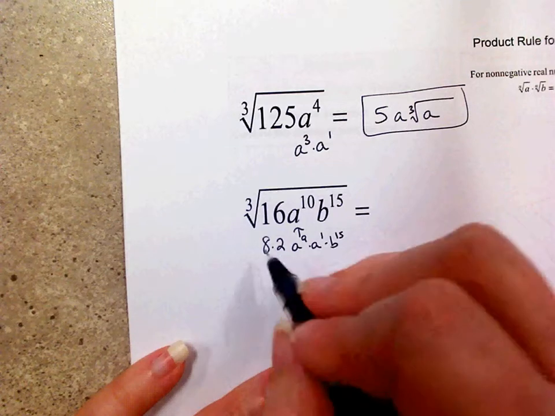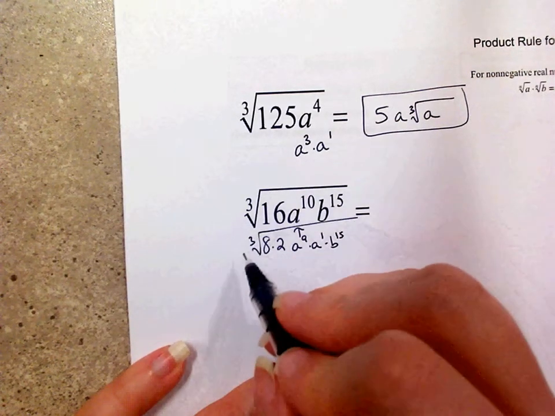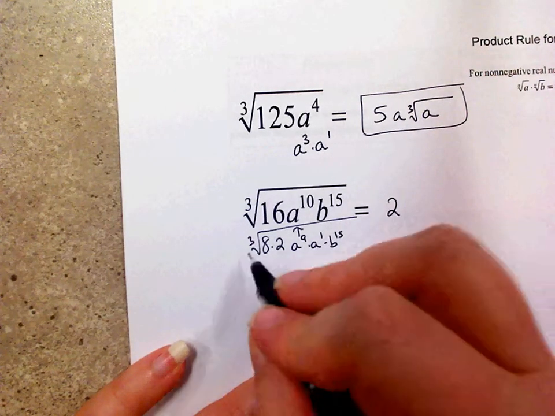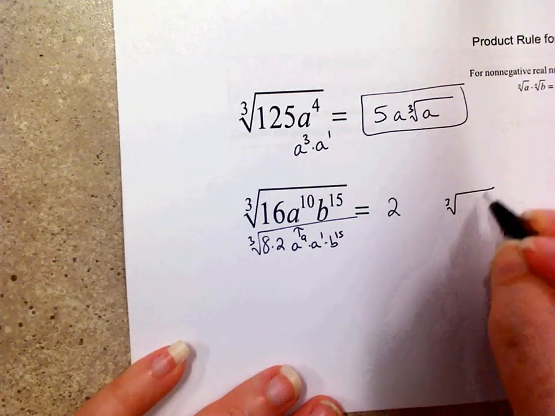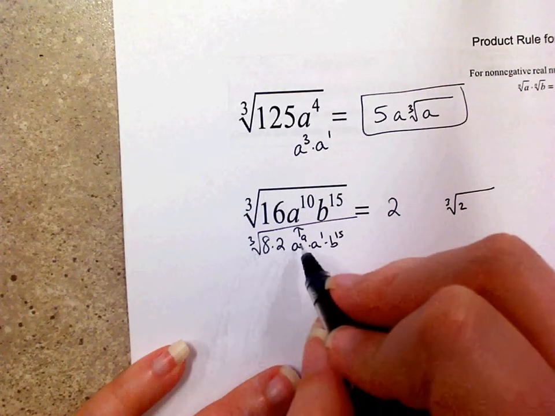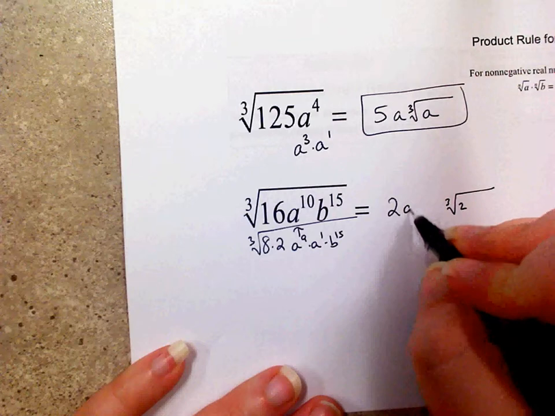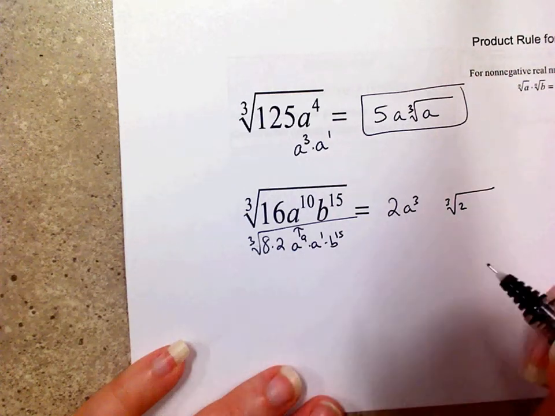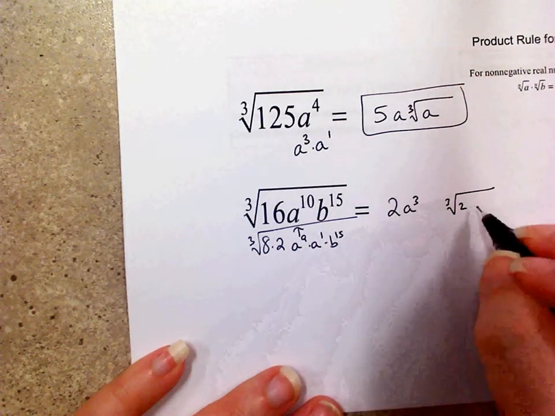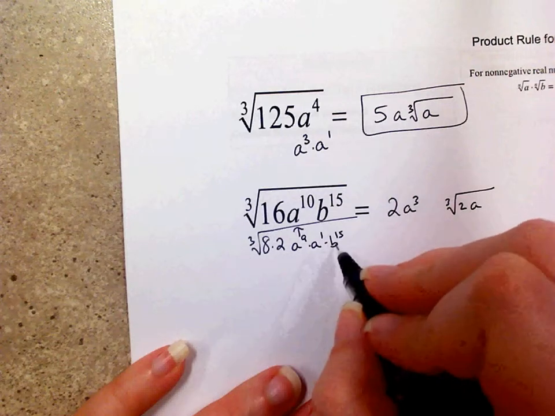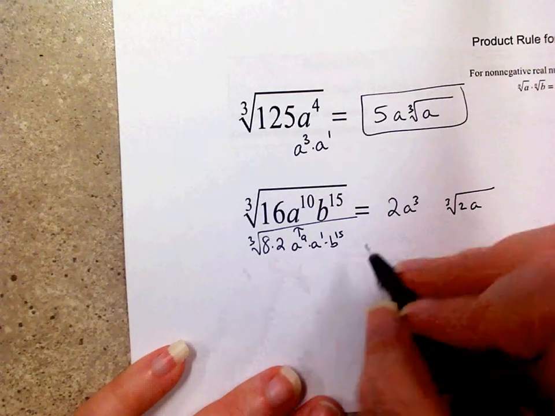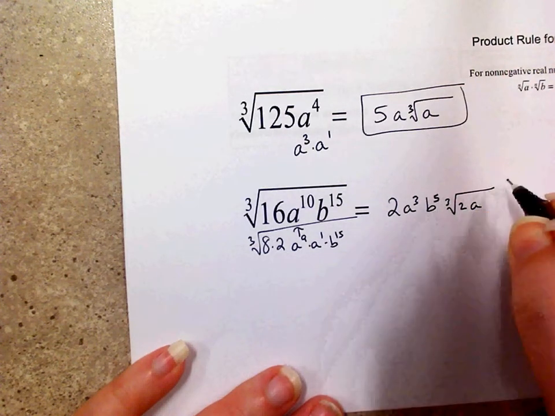So I've got the cubed root of all this. Well, the cubed root of 8 is 2. Cubed root of 2, there isn't one, so I just leave it. Cubed root of a to the 9 is a to the 3rd, because 3 goes into 9 3 times. And then this I leave on the inside. The cubed root of b to the 15th is b to the 15 divided by 3, or b to the 5th. And there we go.